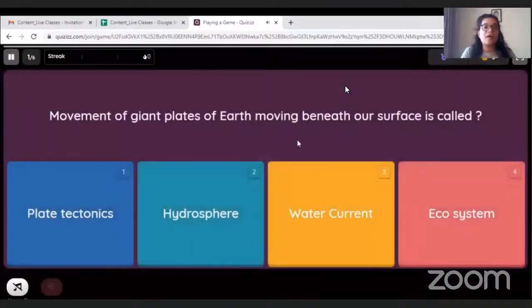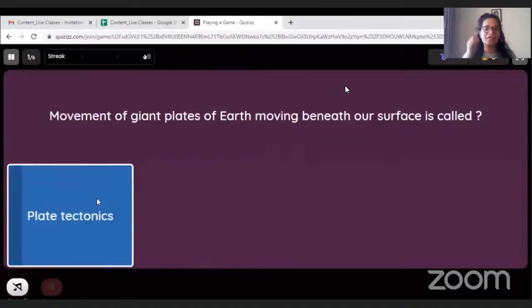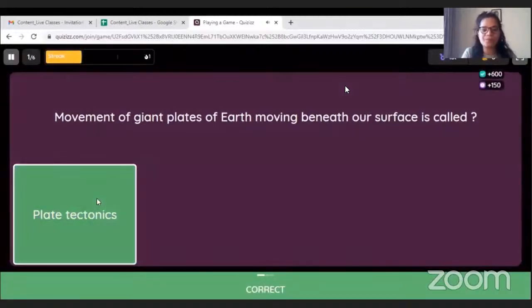So the first question is, movement of giant plates on Earth moving beneath our surface is called plate tectonics, hydrosphere, water current, or ecosystem. What do you think? We have just gone through it. That's correct. It's called plate tectonics. Very good, everybody. Good job.